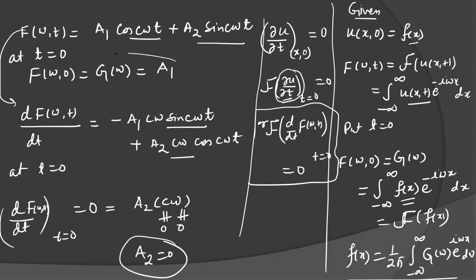Put the value of A2 and A1 in F(omega,t), we can see the solution. So F(omega,t) is nothing else but g(omega) cos c omega t. So this is the value of F(omega,t). Now we can take the inverse Fourier transformation.